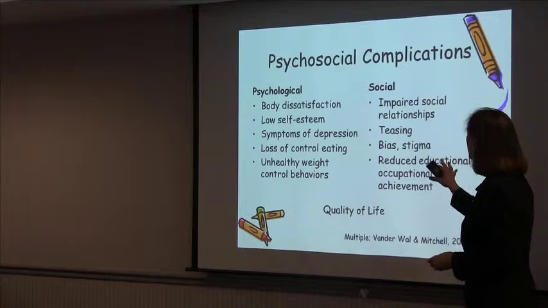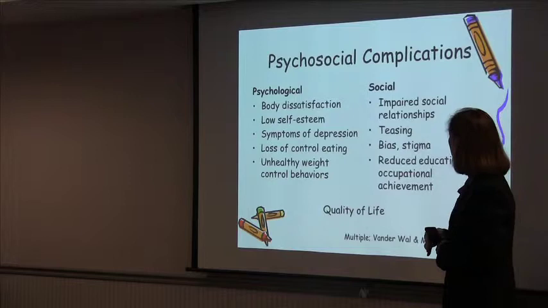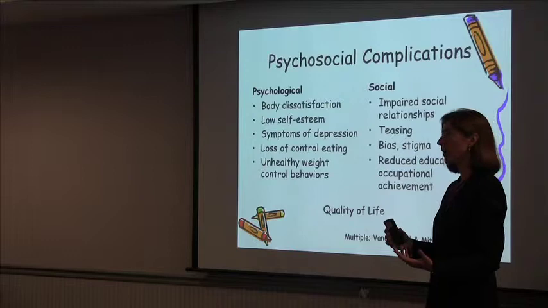In terms of social impairments, we see impaired social relationships. Children incur teasing, bias, and stigma. And then later, particularly in the high school ages, we see reduced educational and then later occupational achievement. I wrote quality of life again because there's also psychological quality of life. There's also social quality of life, so different types there.